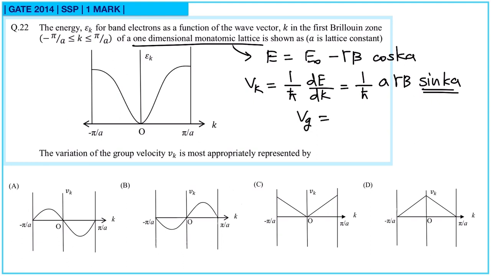Also Vg will be 0 at k equal to 0 and at plus minus pi by a, when k takes these values. So it will be a sine function. So we are getting a sine function in option B. So option B is correct. Also it is satisfying that when k is 0 and when k is plus minus pi by a, then the value of Vg will be 0.